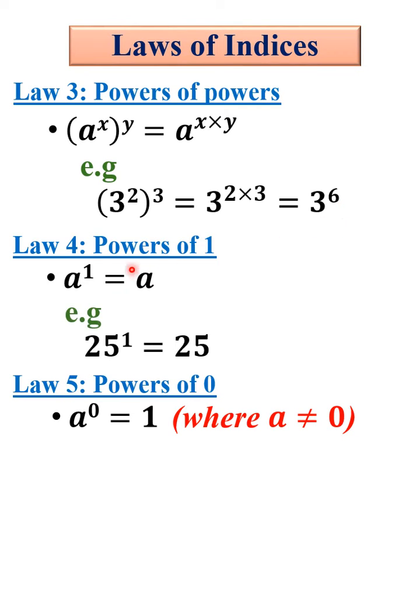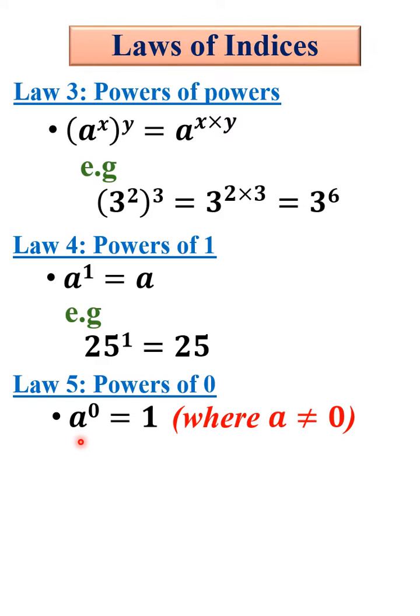Let's look at law 4, the power of 1. Anything raised to power 1 is equal to that thing. So for example, if 25 is raised to power 1, that is equal to 25. Then the fifth law is the power of 0. Anything raised to power 0 is equal to 1, provided that a is not equal to 0, provided that thing is not equal to 0.